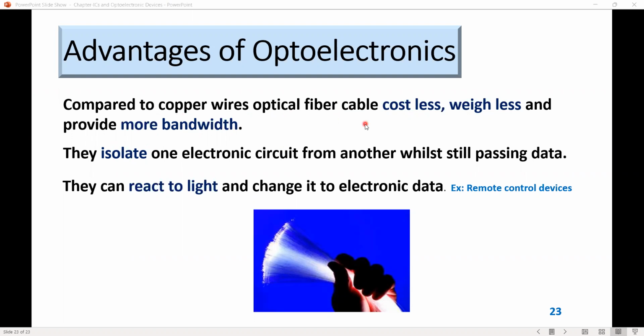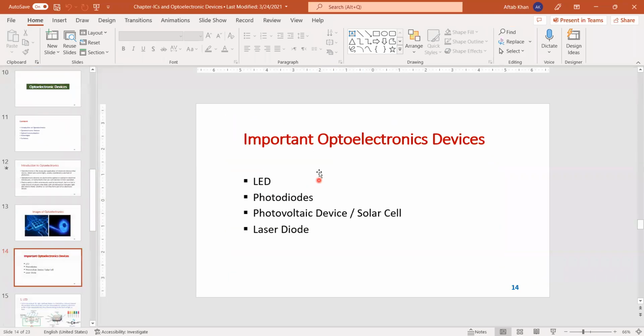But for optical fiber, you can touch it because it is light and not hazardous for humans. They isolate one electronic circuit from another, still passing data. They can react to light and change it to electronic data. Remote control devices also use this technology, like the remote control for your TV and all. So we use this optoelectronics. These are all advantages, and we discussed some different kinds of optoelectronic devices in this node.